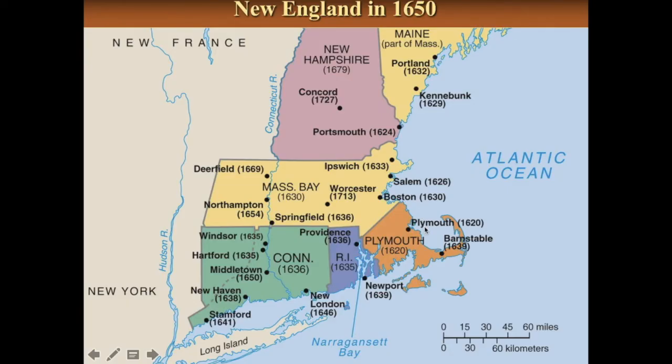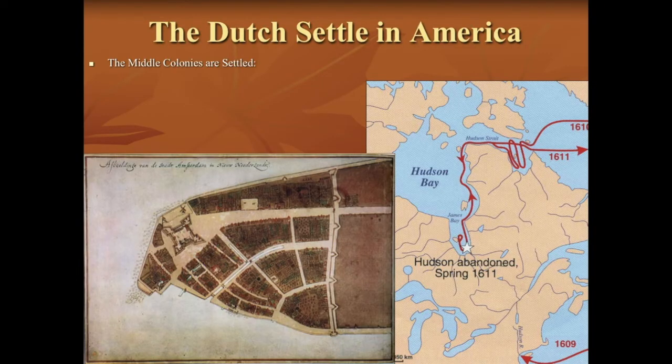Now, another country is going to decide to try to settle in the New World. If you look at the map, they're going to come in right through here and settle what becomes New York. So if you look at the chart here, the map, you'll see that there is a box pointing to New York. Let's get to the middle colonies. I'll focus a whole lot more on Pennsylvania than I will New York, but I will start with New York.